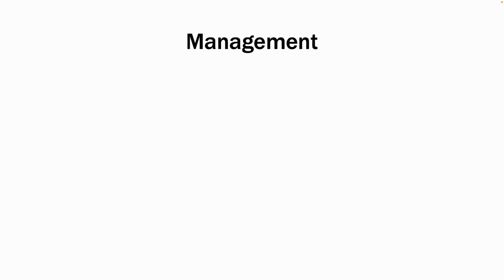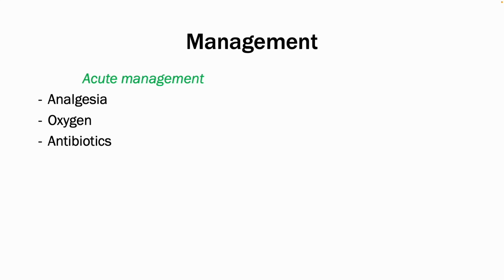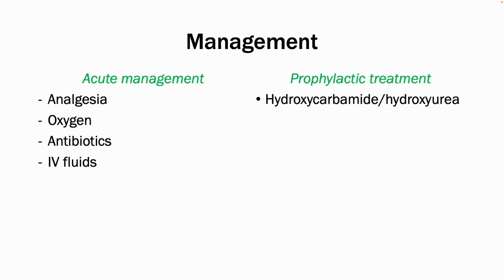With regards to management, I would like to divide it into firstly acute management, so you would provide analgesia, oxygen, antibiotics, and IV fluids. It is important to know that these patients are in an extreme amount of pain, and therefore appropriate opiate analgesia early on is crucial to minimize their suffering when they present with acute crises. For prophylactic management, you can give hydroxycarbamide, also called hydroxyurea, as it increases the amount of fetal hemoglobin being produced, but you can also do regular exchange transfusions in order to lower the amount of sickle hemoglobin present.